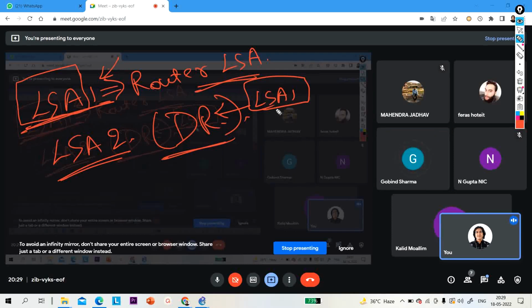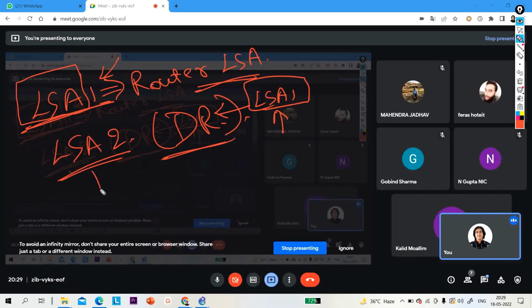What do you think, Nikhil? I think LSA1 will be generated by every router, but LSA2 can only be generated by the DR. Yes, definitely. LSA 1 will be generated by all routers in an area. So the DR router will also generate LSA 1.